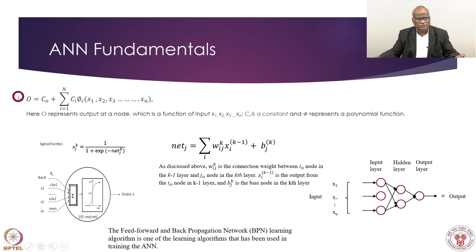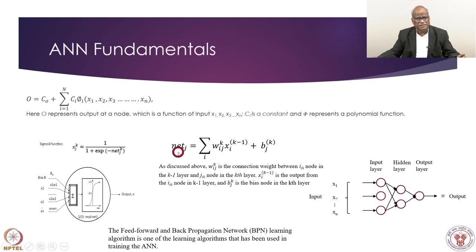So the output is composed of one constant, and then a summation of all the x, as we saw, three inputs were there, with some function over here, and again a constant C0, C1, and finally it comes to generating an output. So we have been discussing the sigmoid function over here. At the kth layer, that means there are three layers, either input layer or output layer, this function is mapped in the neuron layer, and it is 1 plus exponential net j.